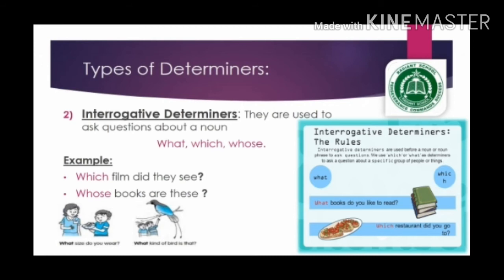Second type is interrogative determiners. They are used to ask questions about a noun. Interrogative determiners are what, which, whose. For example, which film did they see? Whose books are these? Here, which and whose are asking questions about the nouns, film or books. Another example can be, what size do you wear? What kind of bird is that?